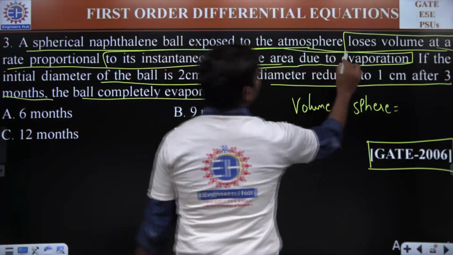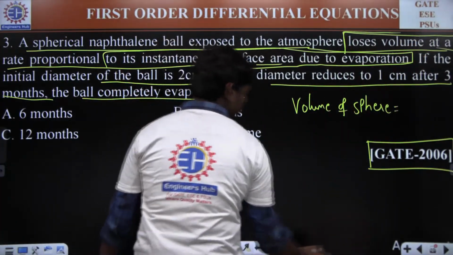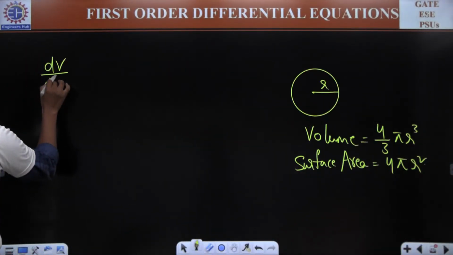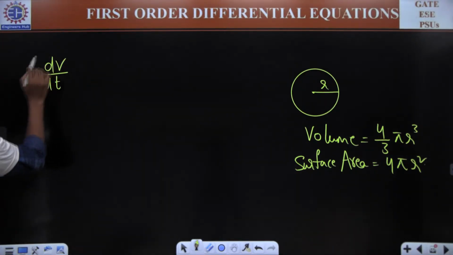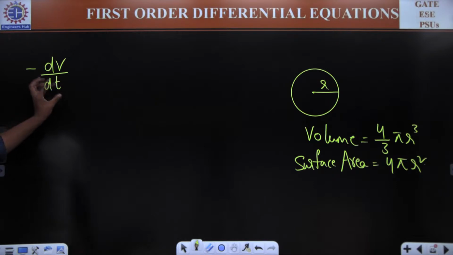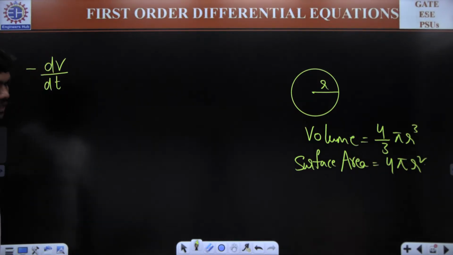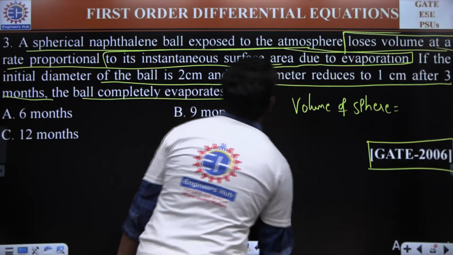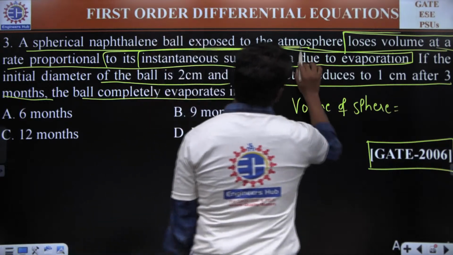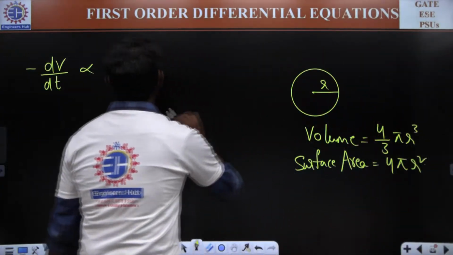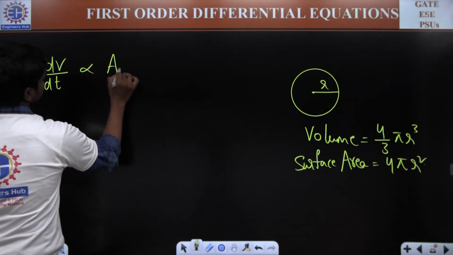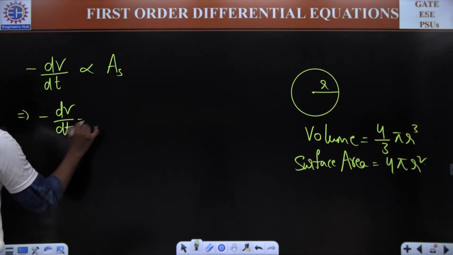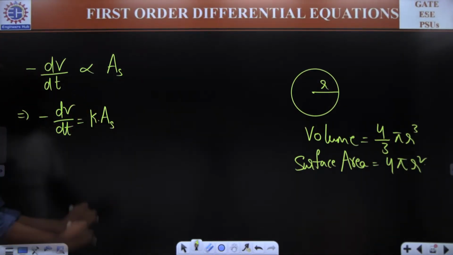The spherical ball loses volume at a rate. If you consider dV by dt, the rate at which it is losing the volume, since we are calling it losing, we put a minus sign here, because as time keeps on increasing, the volume keeps on decreasing, correct? So minus dV by dt is proportional to the instantaneous surface area. What could be the instantaneous surface area at any instant? If r is the radius, then this is equal to the surface area, which means I can write minus dV by dt is equal to some constant into S. Yes or no?